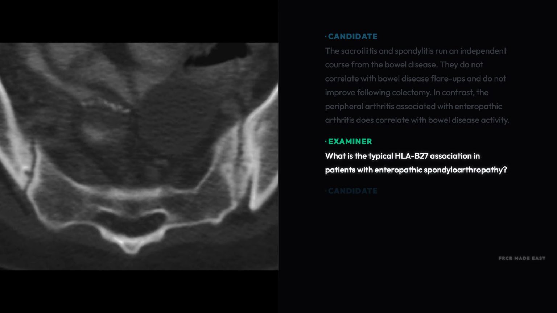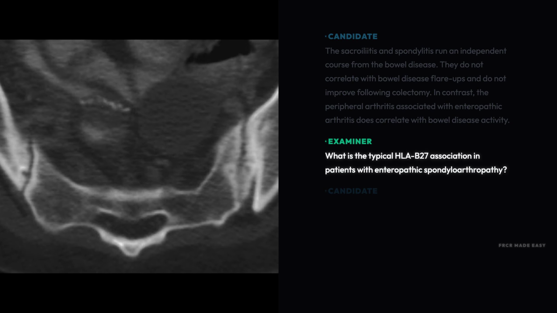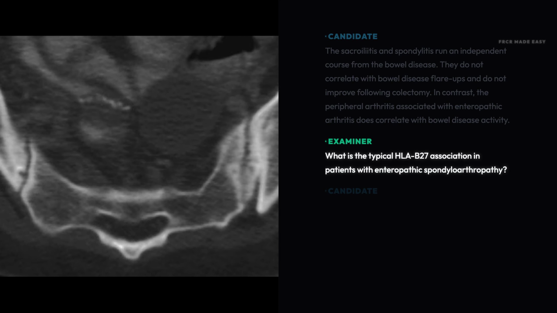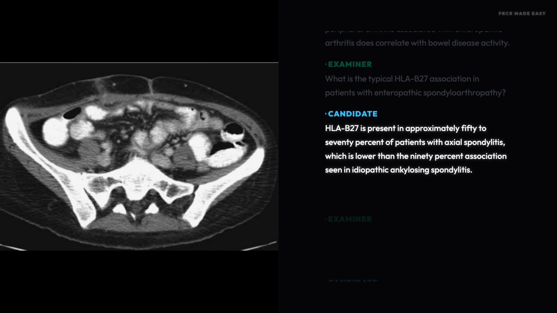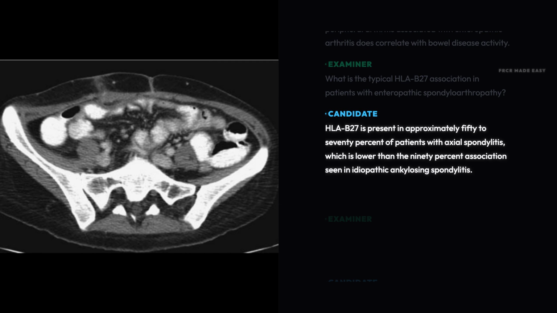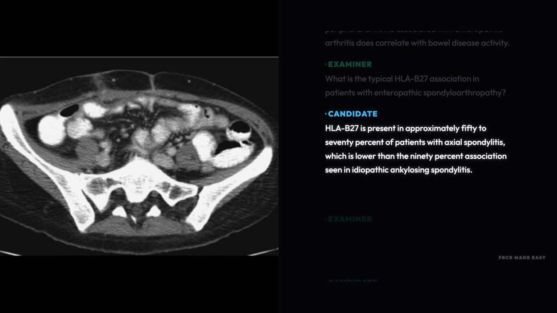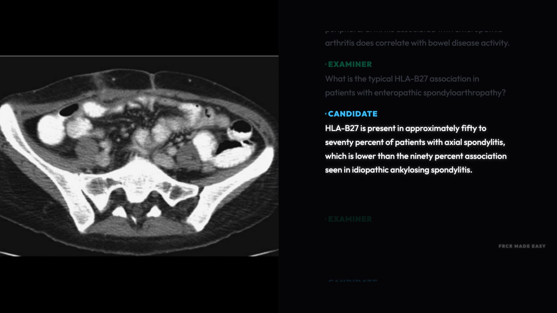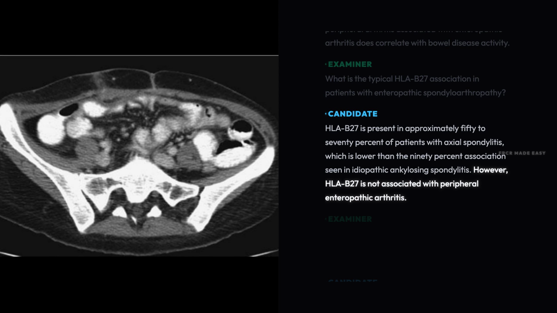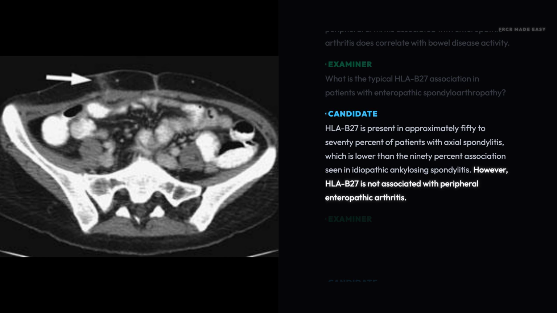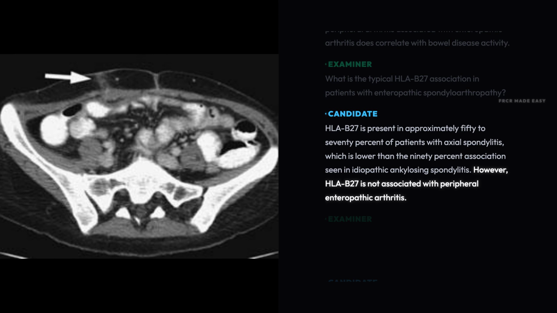What is the typical HLA-B27 association in patients with enteropathic spondyloarthropathy? HLA-B27 is present in approximately 50 to 70% of patients with axial spondylitis, which is lower than the 90% association seen in idiopathic ankylosing spondylitis. However, HLA-B27 is not associated with peripheral enteropathic arthritis.